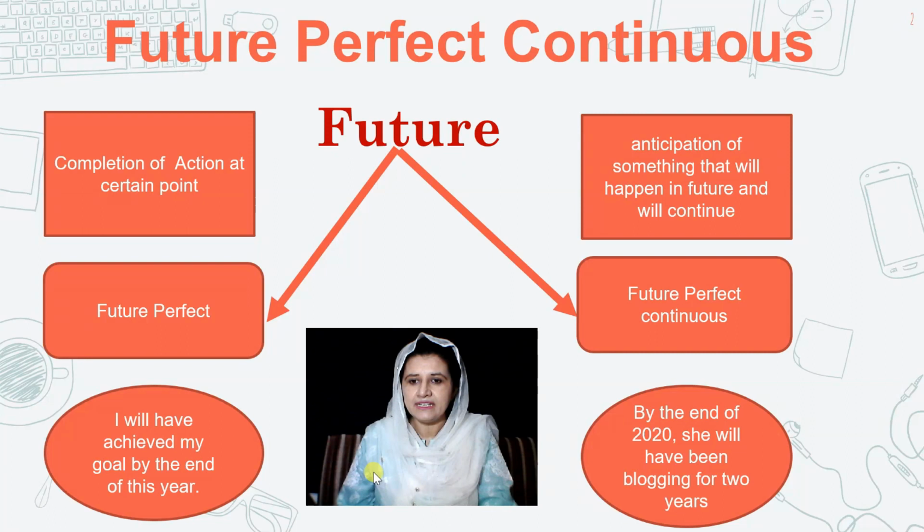On the other hand, here you can see in future perfect continuous tense, by the end of 2020, she will have been blogging for 2 years. It means that she will have completed her 2 years of blogging by the end of 2020, and most probably she is going to continue this activity of blogging in the coming future. I hope the difference is clear. Let's move.